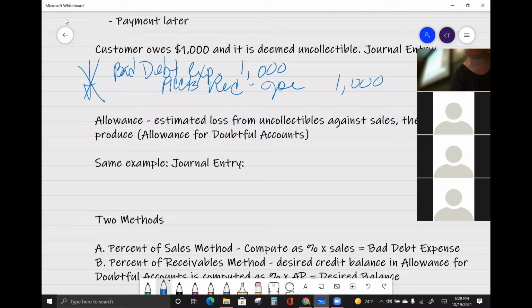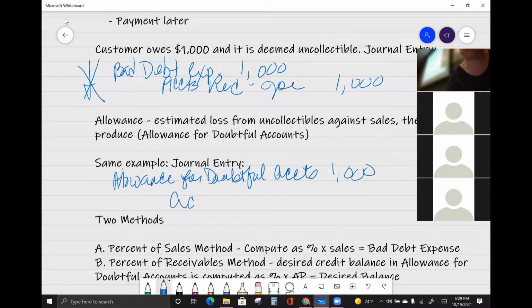So I'm debiting allowance for doubtful accounts, 1,000, and I'm crediting accounts receivable for Joe, 1,000. Let me push it over just a little bit. Okay, so that's what I would do.